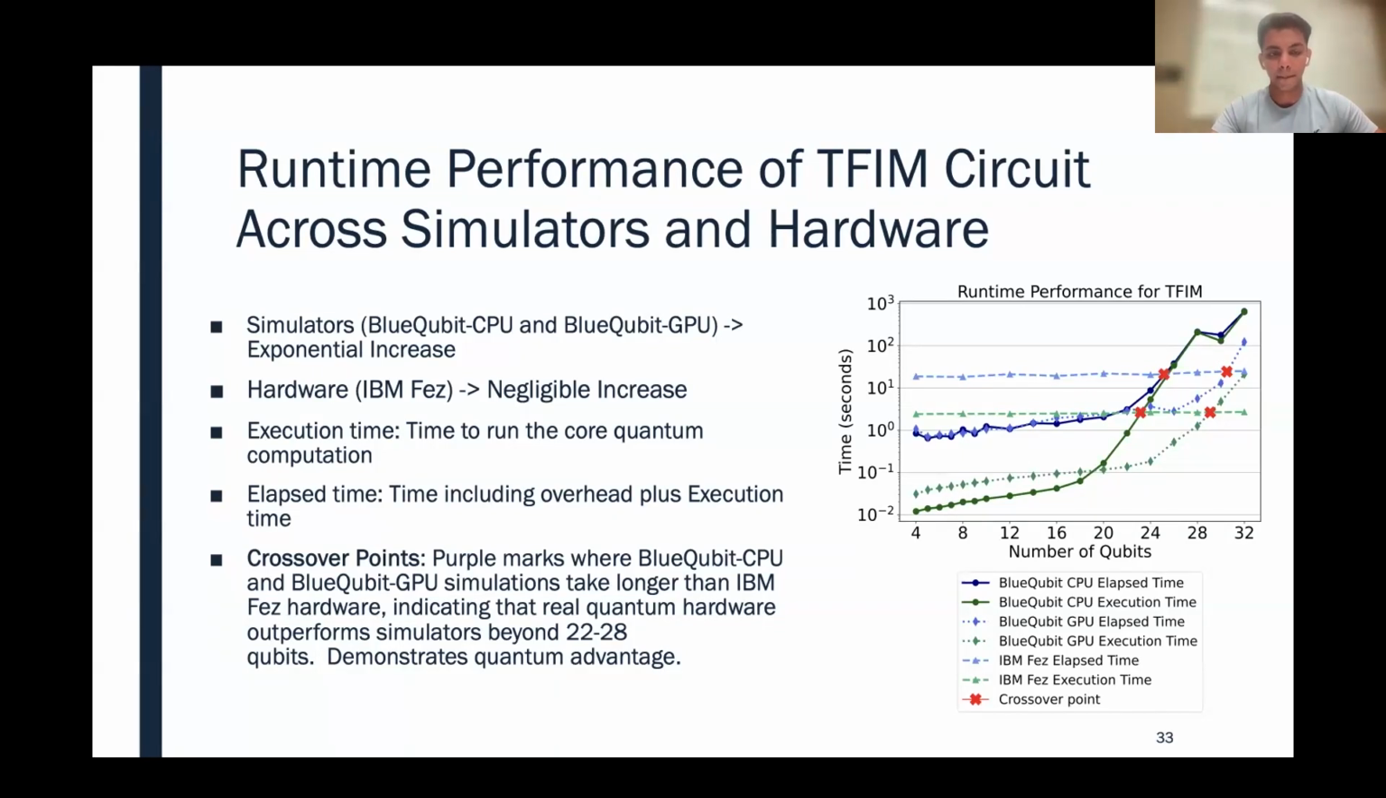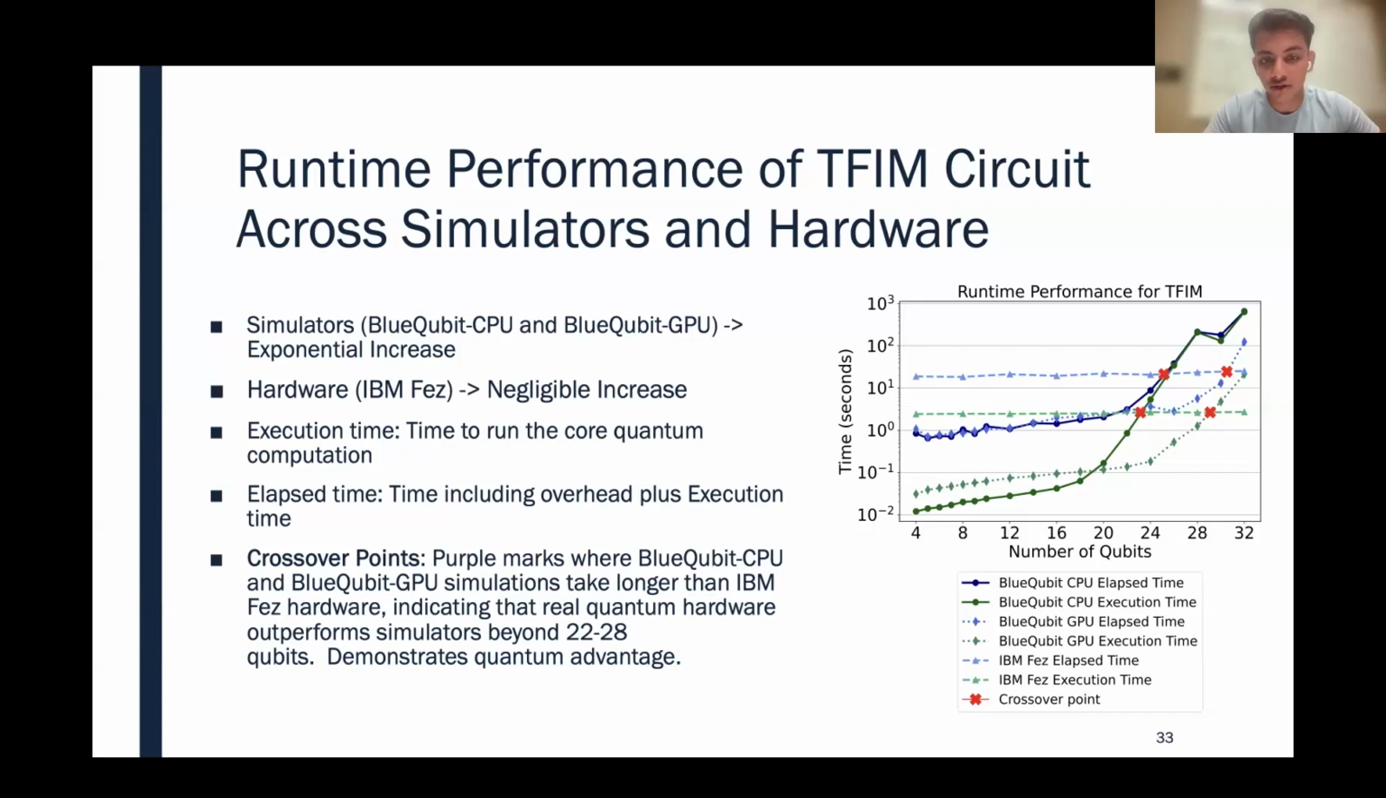So we ran the transverse field Ising model on 3 different devices. The first one is Blue Qubit CPU, the second one is Blue Qubit GPU, and the third one is an actual hardware device, IBM Pasqal. You can see in the graph on the right that the execution and elapsed time for these 2 simulators, Blue Qubit CPU and Blue Qubit GPU, increase exponentially as you increase the number of qubits. But for the hardware device, the increase is negligible.